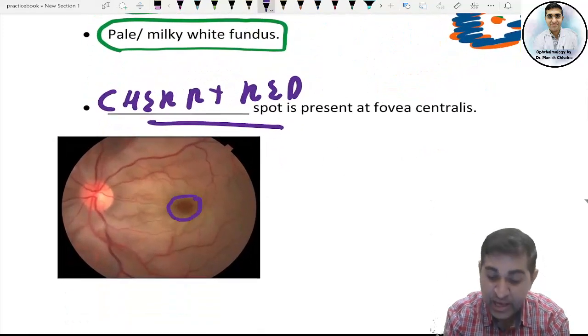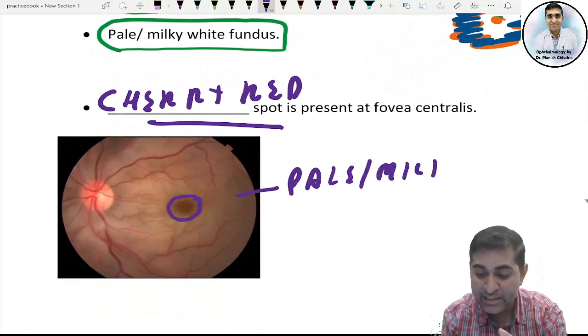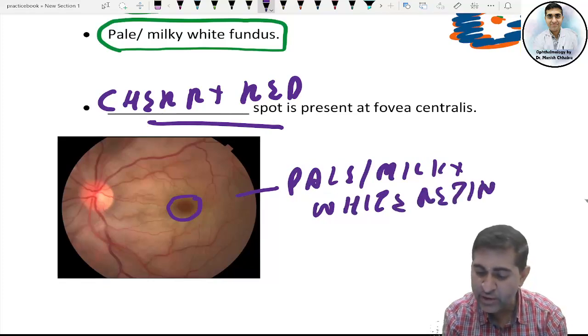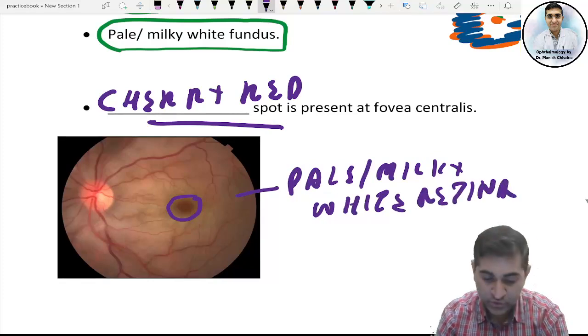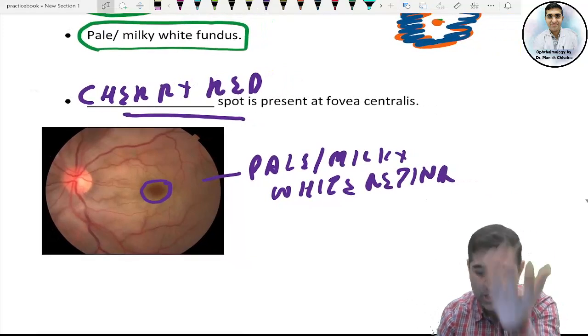Can you appreciate? Can you also appreciate, boys and girls? This is pale or milky white retina, and the vessels are going to get thready in due course of time. So the vessels will become very thready, very thin in the coming time.